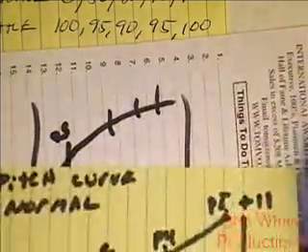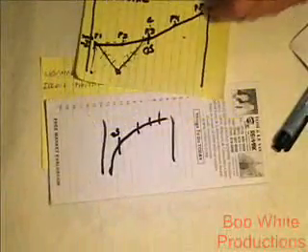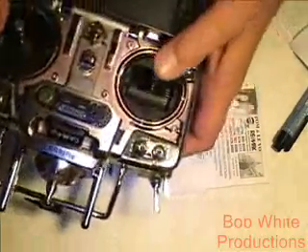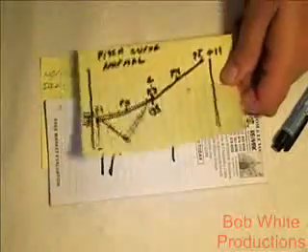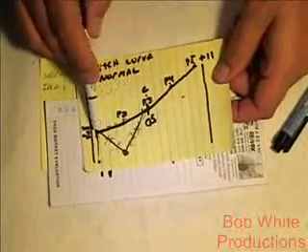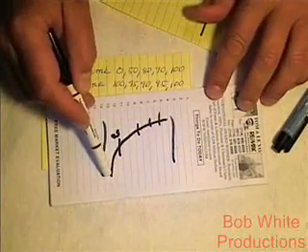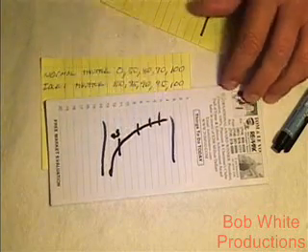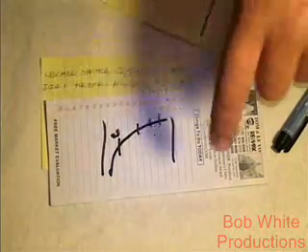Now remember, you can almost overlay these two curves together. As you move the throttle stick, you're going to be going through two curves here. One is the pitch curve, so the blade pitch will change as you move from low stick to high stick, and the other one's the throttle curve, which will move as you go from low stick to high stick. So there's two curves we're dealing with here, pitch and throttle.